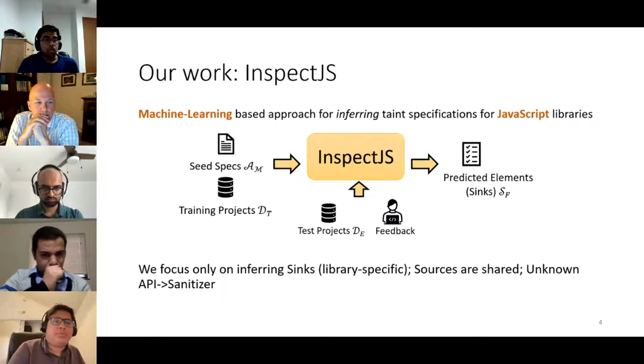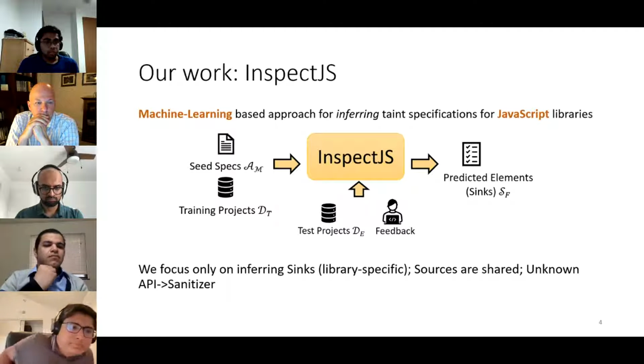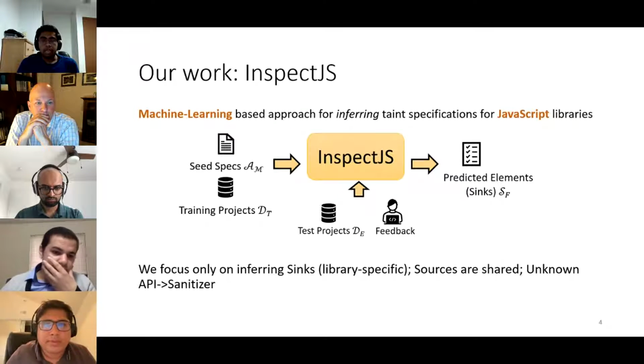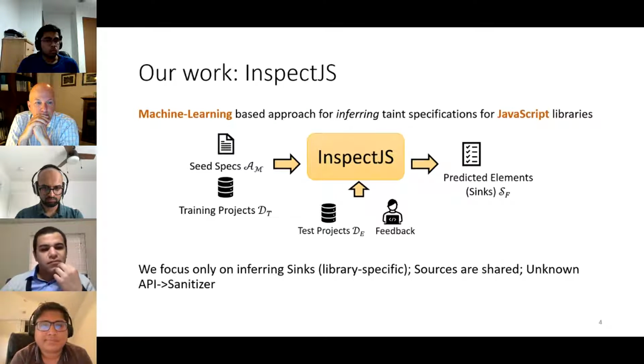In this work, we focused only on inferring sinks, since they are often library specific. Sources are often shared between libraries, hence we do not predict those. And unknown functions are already considered sanitizers by default in the CodeQL framework. Hence, we also do not consider sanitizers in this work.